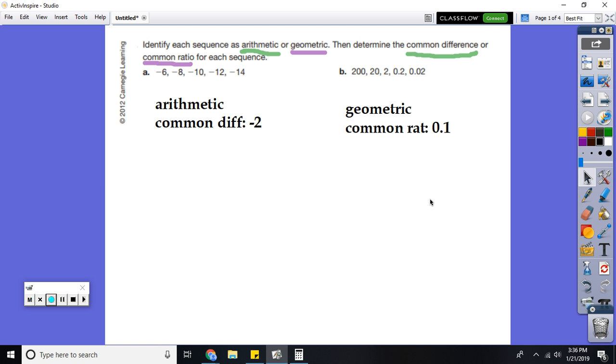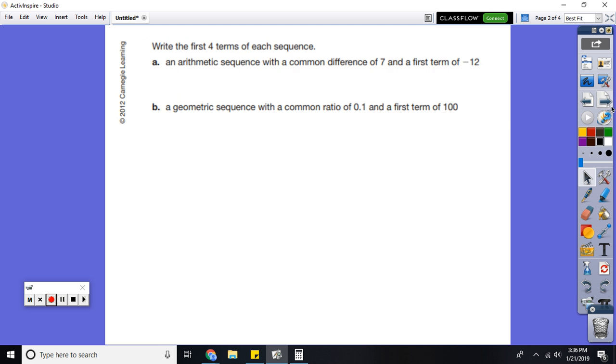So that is where we started. After we learned what arithmetic sequences were and what geometric sequences were, we learned how to identify the common difference and common ratio. Now, from there, because we know that vocabulary, we can do an activity like this, where they tell me, write the first 4 terms of each sequence.